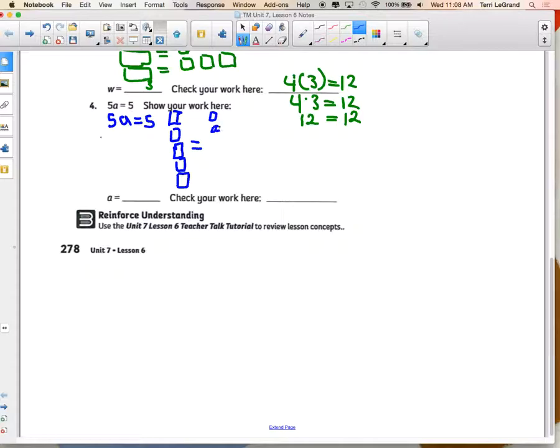Okay. So in other words, if the equation is 3x equals 15, I should have 3x tiles, and then I should have 15 unit tiles. I should be able to count up 15 unit tiles. Okay? So make sure you have that.